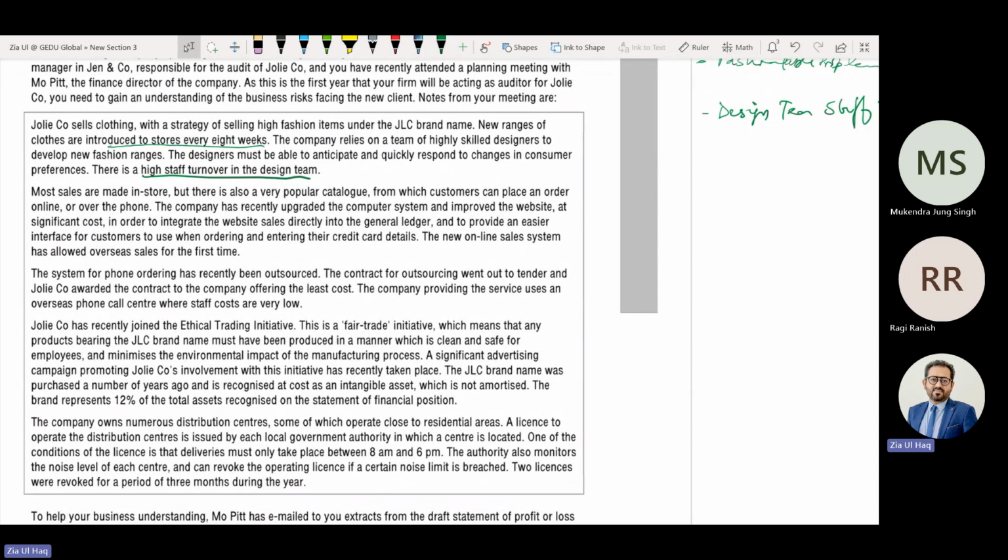Most sales are made in store, but there is also a very popular catalog from which customers can place an order online or over the phone. The company has recently upgraded the computer system and improved the website at significant cost in order to integrate the website sales directly to the general ledger and to provide an easier interface for customers to use when ordering and entering their credit card details. The new online sales system has allowed overseas sales for the first time. First, the company has introduced a new IT system.